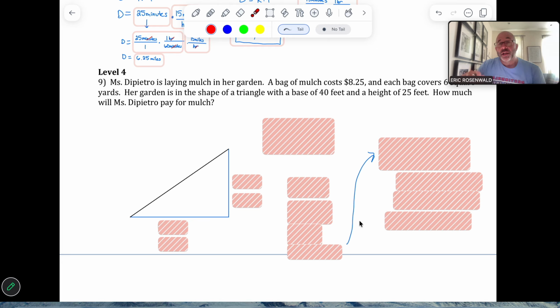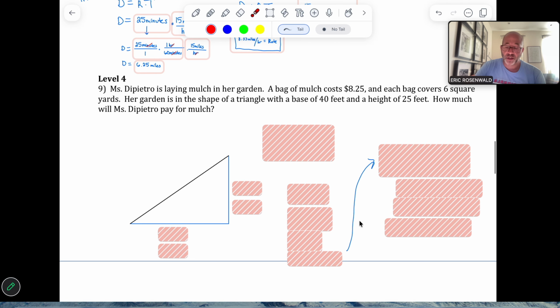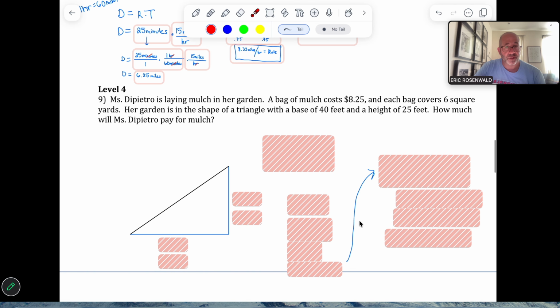All right. So Mrs. DiPietro is laying mulch in her garden. The bag of mulch costs $8.25 and each bag covers 6 square yards. Her garden is in the shape of a triangle at the base of 40 feet and 25 feet. How much will Mrs. DiPietro pay for mulch? Look carefully at the units here again, you guys. Again, you got to pay attention to units.